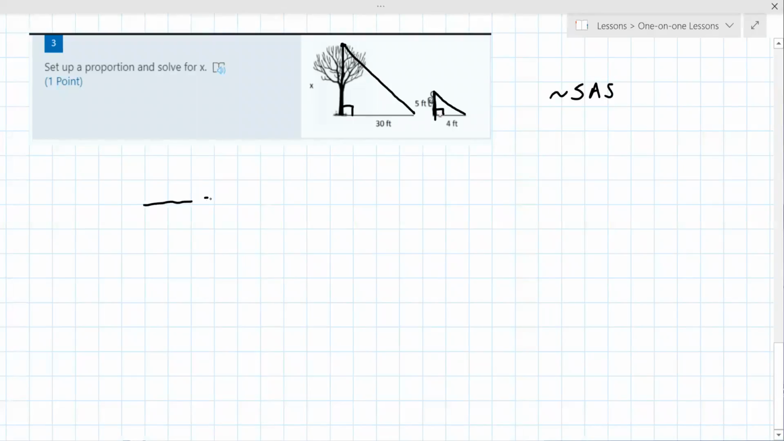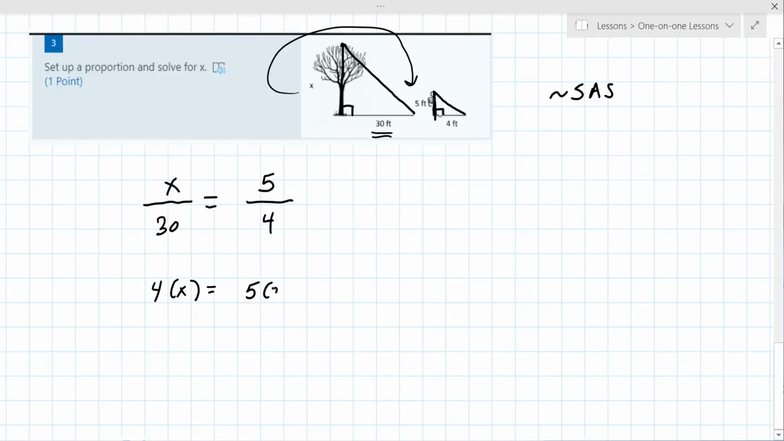But again, you're going to put the x in the top left. The x corresponds to the height of the person. That's 5. That goes over here. 30 goes along with x because it's part of that tree, that triangle on the left there. So 4 goes on the right. Again, you're going to cross multiply. 4 times x equals 5 times 30. So 4x equals 150. When you divide both sides by 4, you get x equals 37.5.